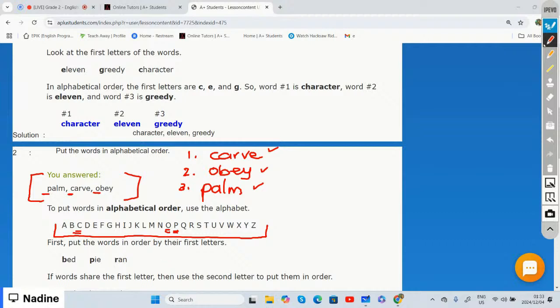Well done. And that is how we put it in alphabetical order. We need to look at the first letter of the word, and then we need to put it in alphabetical order according to the letters that come first in the alphabet.